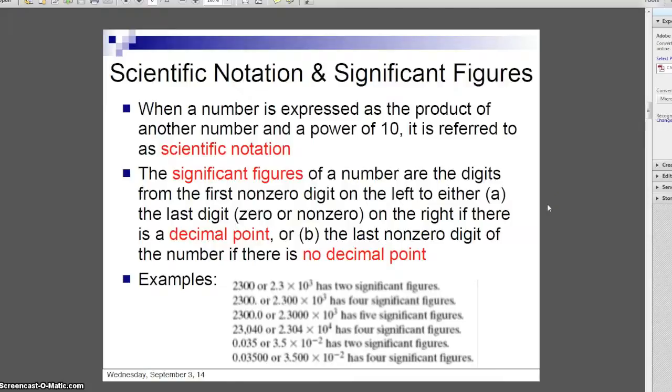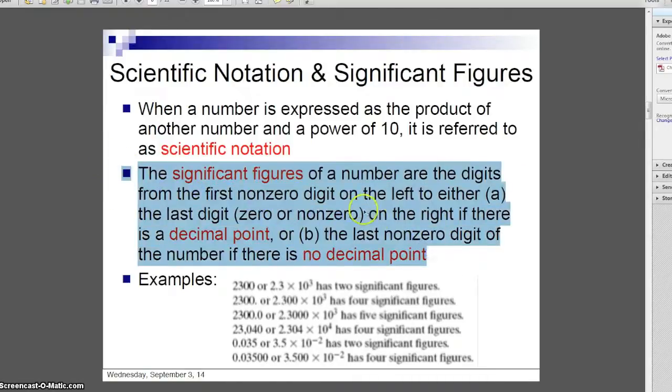Now let's discuss significant figures. The significant figures of a number are the digits from the first non-zero digit on the left to either A, the last digit, 0 or non-zero, on the right if there is a decimal point, or B, the last non-zero digit of the number if there is no decimal point. So the key point here is the decimal point.